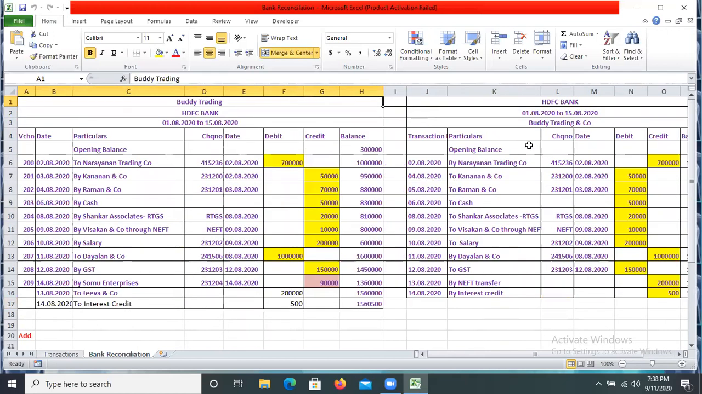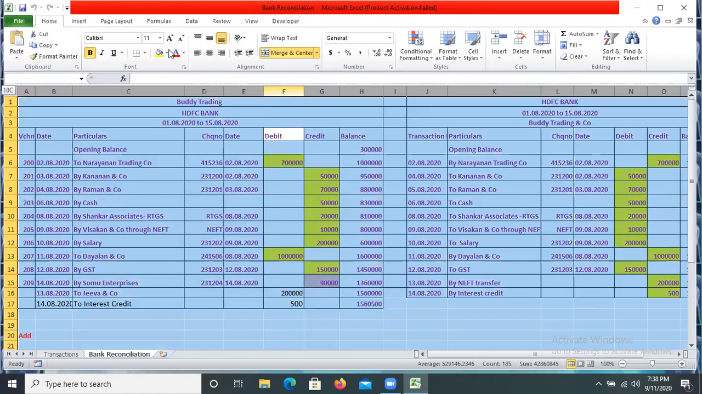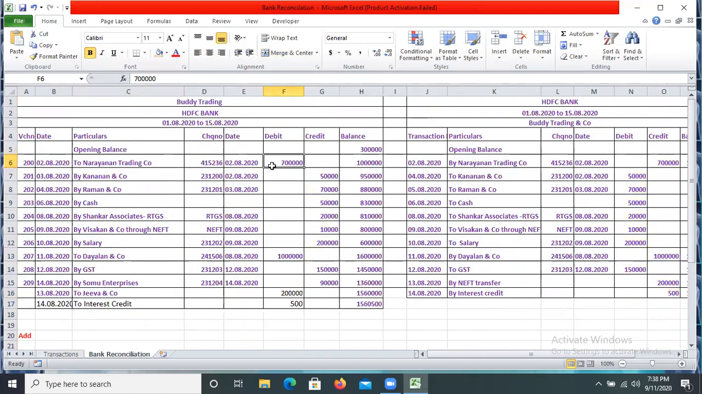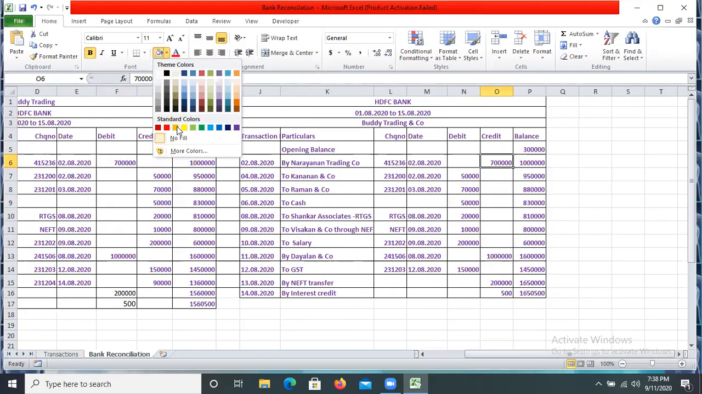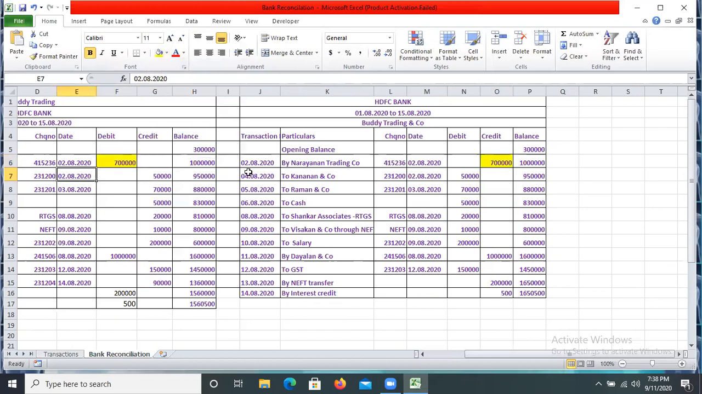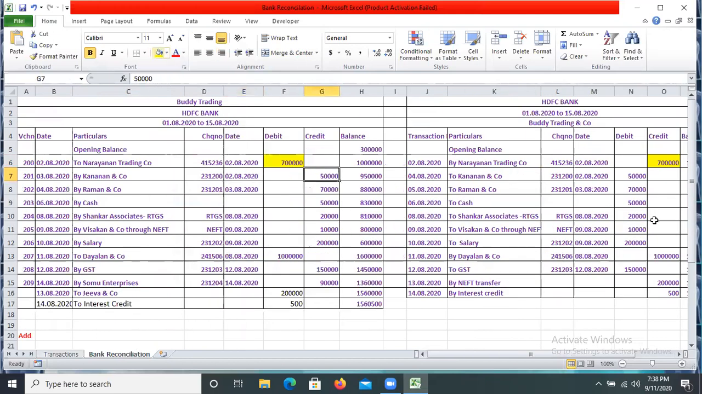Now we have to match the manual bank statement with the bank book. So now we are going to match. See, Narayan Trading Company, in our book 7 lakh rupees, whereas in the bank statement it got credit because we have received the check. So it is 7 lakh. Similarly, this is 50,000, check issued, debited in the bank statement. It got matched, check number is matching.